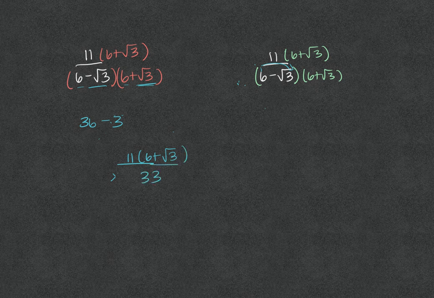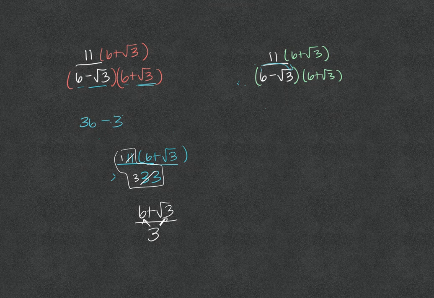Now, I leave it like that. I do not actually distribute because for me, it's easier to do the final canceling. Now, I can look at this. These two have no addition or subtraction that they have to worry about, and we can just cancel. 11 goes into 11 once, 11 goes into 33 3 times, and we are going to get 6 plus the square root of 3 all over 3. And if you remember, if you can't cancel it from both parts, you leave it alone.